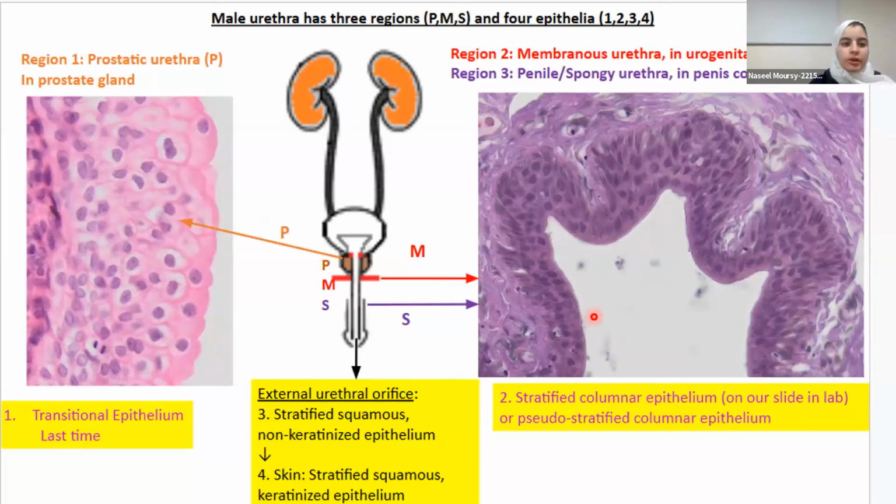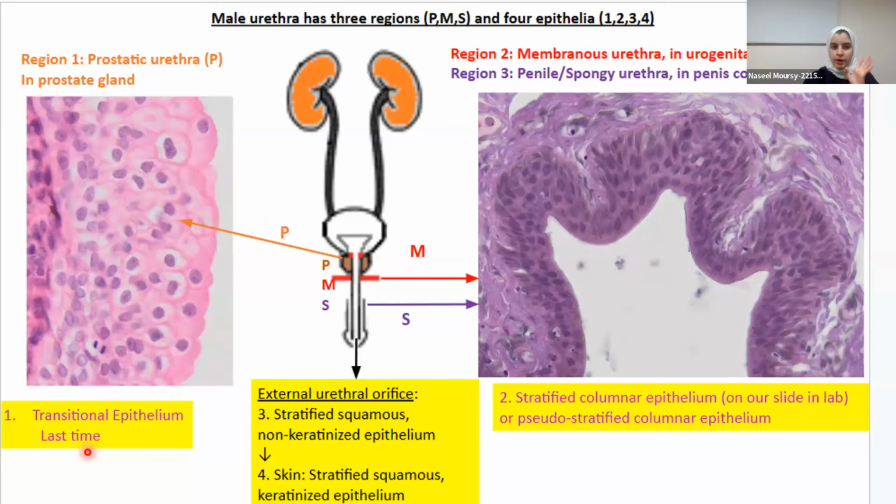Now we already talked about the parts of the male urethra. We know it has prostatic, then membranous, and then penile or spongy urethra. Now we want to talk about the histology. How does each part look? The prostatic urethra, because it is coming right from the bladder, would still have the transitional epithelium. As it says here, transitional epithelium last time. What we mean by last time is this is the last time you will ever see transitional epithelium, because it moves on to something else.